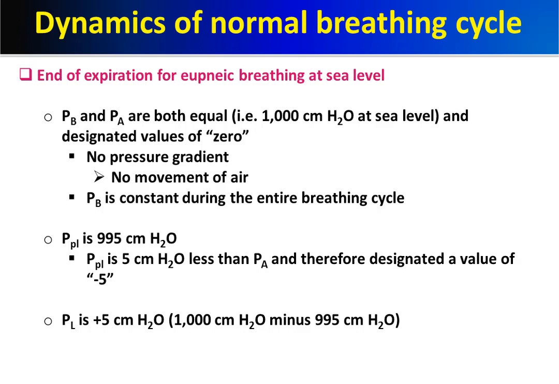And remember, the transpulmonary pressure is the pressure difference between the alveolar pressure and the pleural pressure, and since it is positive, it indicates that the pressure inside the alveoli is 5 millimeters of mercury or 5 centimeters of water higher than the pressure inside the pleural sac. So this helps keep the alveoli expanded and prevents their collapse.